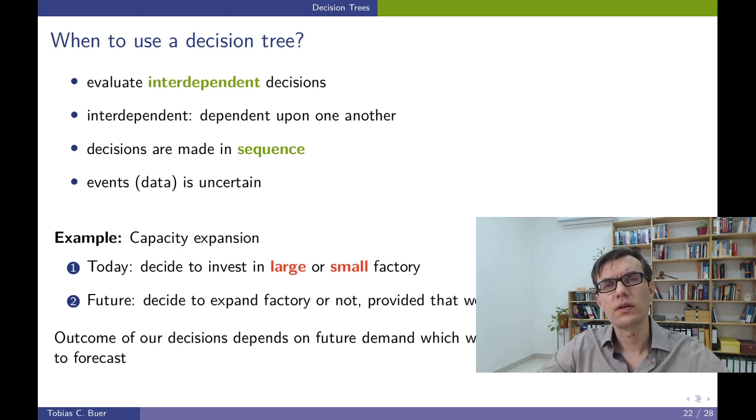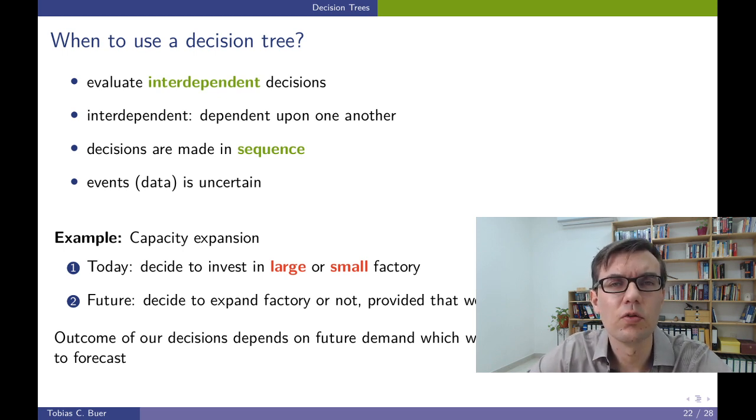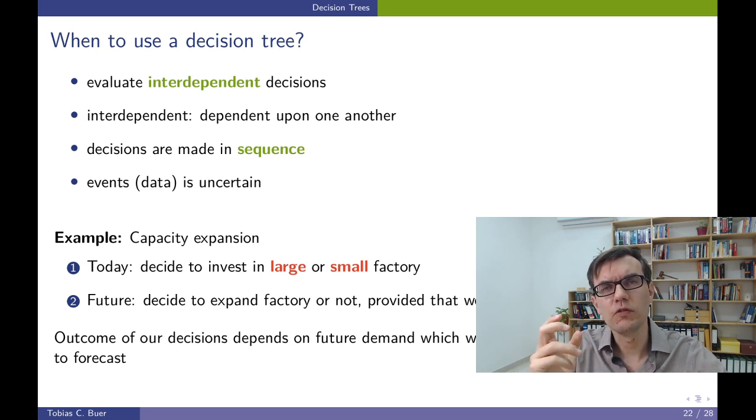And of course, the main ingredient in decision trees, the main reason why you want to use them, is that the future events, the future data, is uncertain. You are not 100% sure about how the situation in the future will look like. When we look at the example of capacity expansion, then in order to make this decision, we need to know what will be the future demand of our customers in order to expand our capacity.